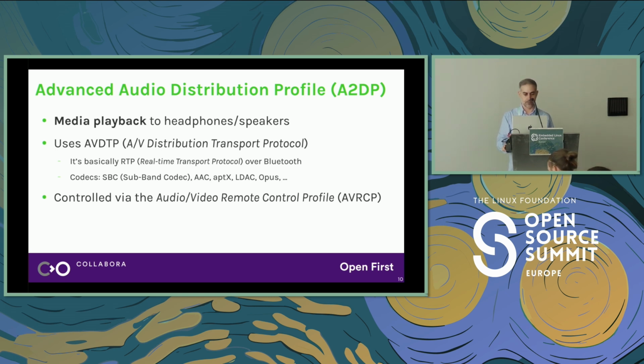And today we have a couple of codecs that you can use. The basic one is the SBC, which is the first one and the only one that is mandatory by the spec. And then a lot of companies have added additional ones like AAC, aptX, LDAC, Opus, and some others. And it's extensible in general, so some companies invent their own codecs and they put that on top of A2DP. And yeah, it goes like that.